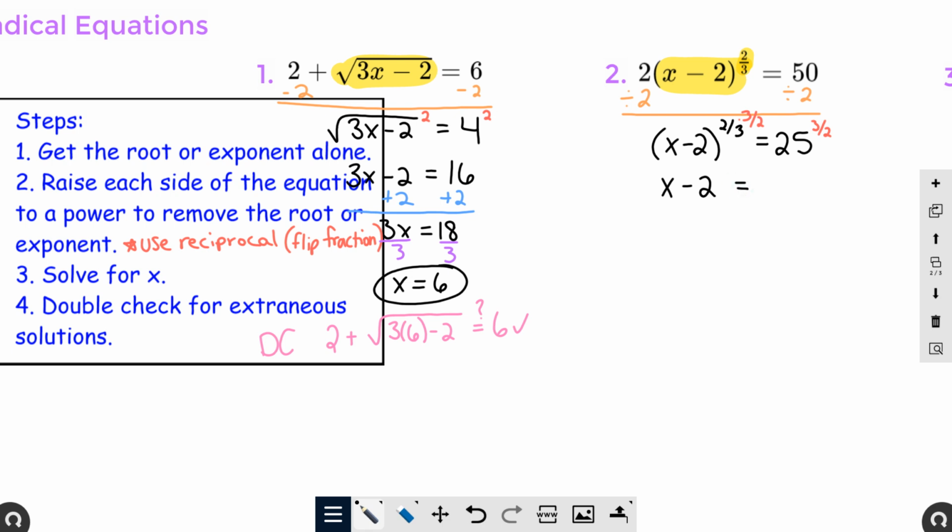On the right side, we can just type that into our calculator. 25 to the 3/2 power, or you can use your math skills. What is 25 to the 3/2 power? How could we rewrite it as a radical?